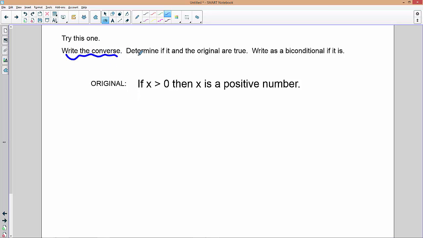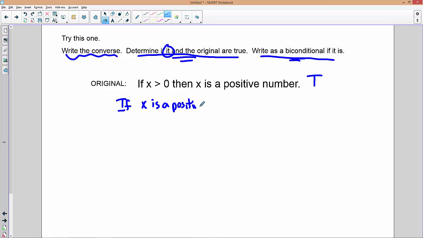Write the converse. Determine if it, meaning the converse, and the original are both true. And then if they are, write it as a biconditional. Okay? All right, so if x is greater than 0, then x is a positive number. That's true. Let's write the converse. We're going to swap the P and the Q, right? So if x is a positive number, then it is greater than 0.